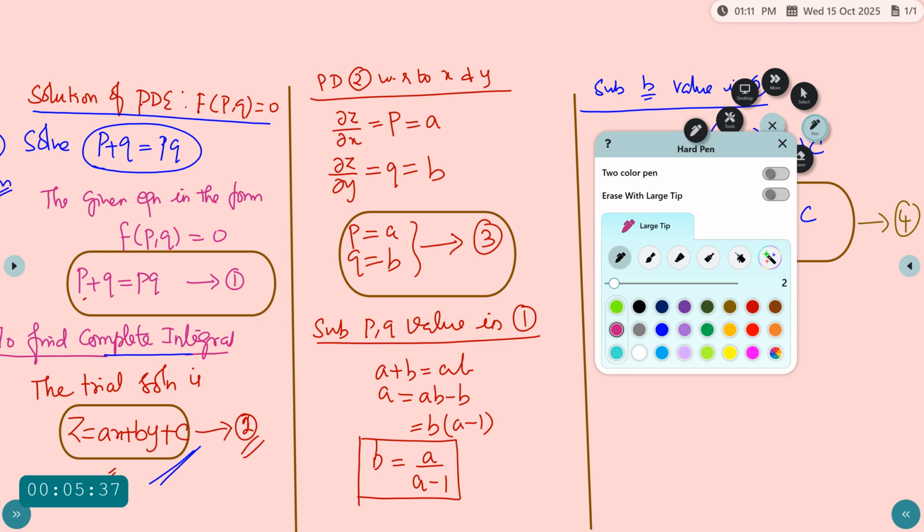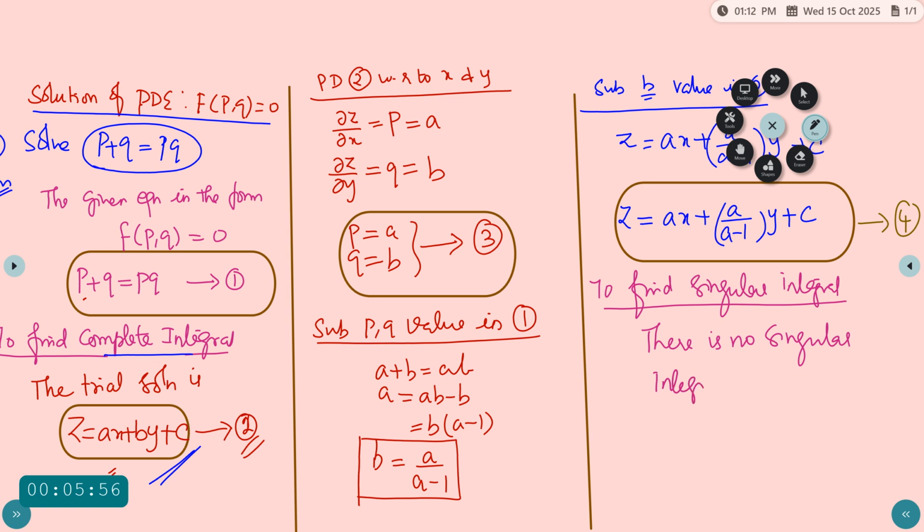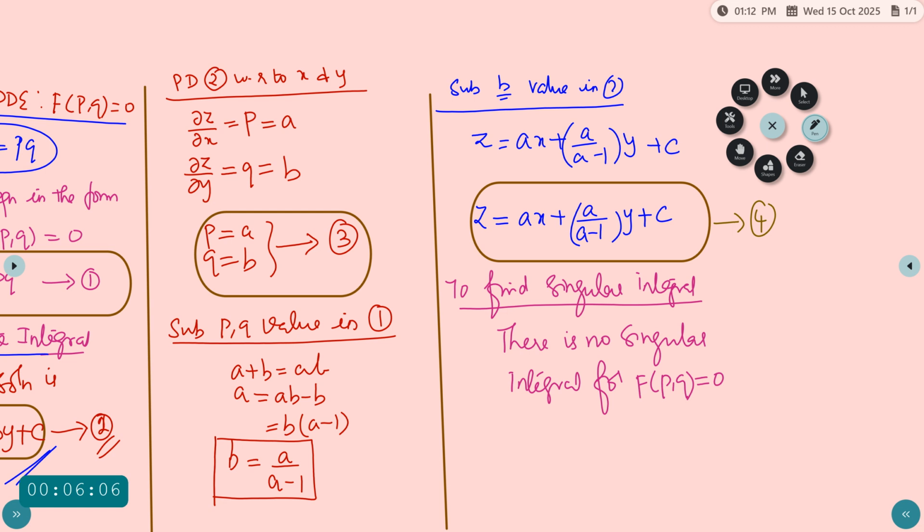Then move on to the singular integral. Particularly, there is no singular integral for this type, f of p comma q equal to 0. For f of p comma q equal to 0, there is no particular singular integral for the PDE. Simply we can write there is no singular integral for this type.